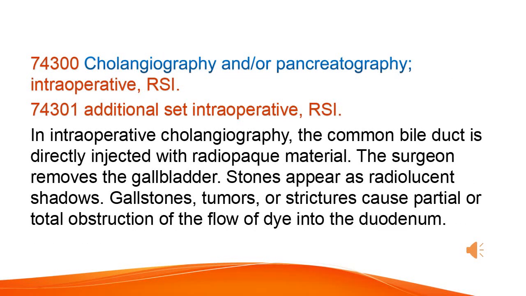Cholangiography and/or pancreatography, intraoperative, RSI. Additional set intraoperative, RSI. In intraoperative cholangiography, the common bile duct is directly injected with radiopaque material. The surgeon removes the gallbladder. Stones appear as radiolucent shadows. Gallstones, tumors, or strictures cause partial or total obstruction of the flow of dye into the duodenum.